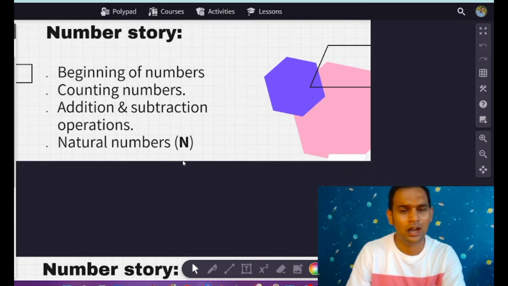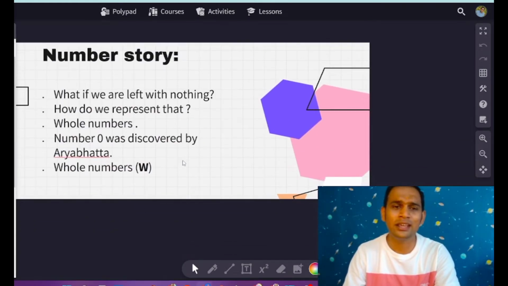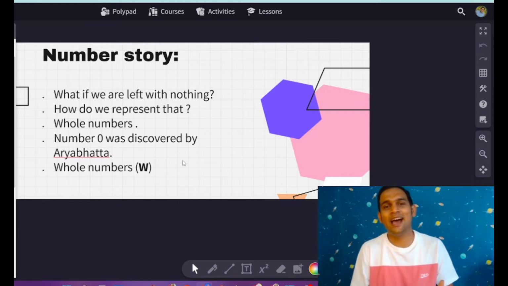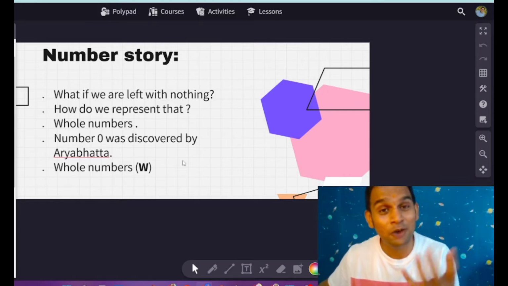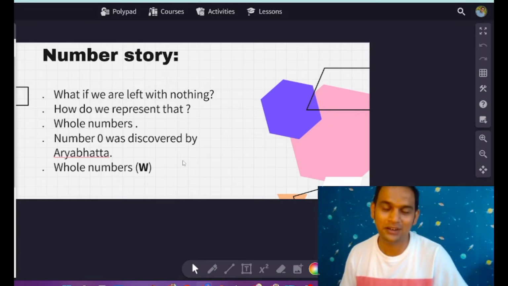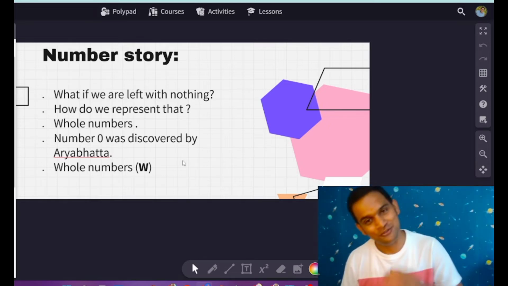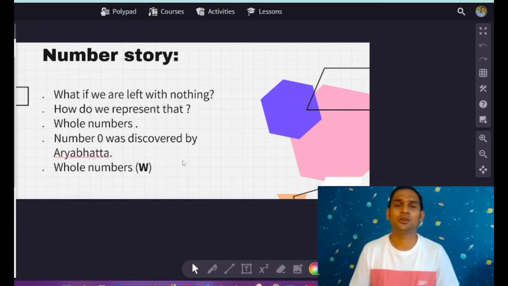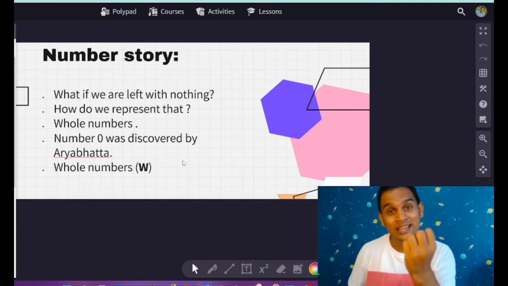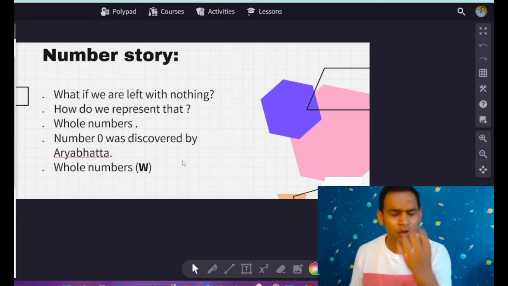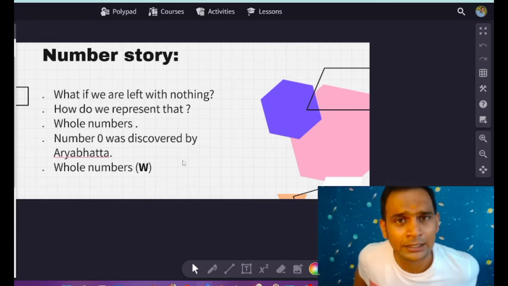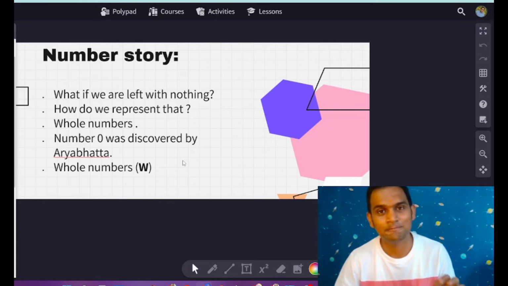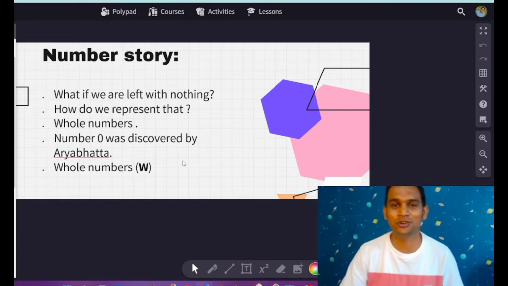But then suddenly a thought came to mind. What if whatever we had, somebody took it away and we are left with nothing? How do we represent that? So there came the discovery of zero. When zero was discovered, we named the number system whole numbers, which included zero as well as natural numbers. We must understand one thing: whenever we move to a new number system, it's not that the old number systems are deleted. It's always an extension of the number system.